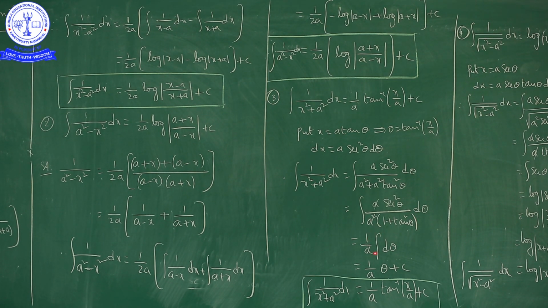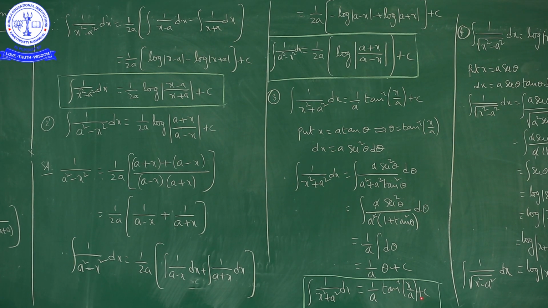Integrate 1 by a into integration of d theta. Integration of d theta is theta plus c. So 1 by a theta plus c. What is theta? Theta is tan inverse of x by a. So 1 by a tan inverse of x by a plus c. Okay.